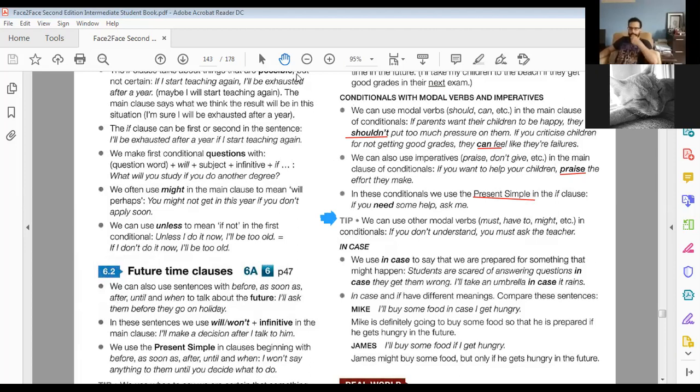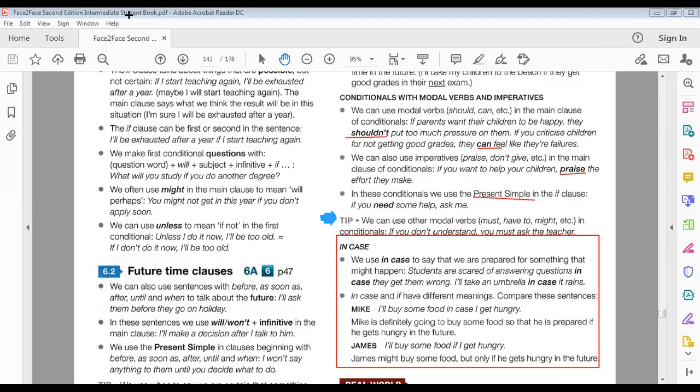Now let's talk about in case. I think in case was the thing we weren't completely sure of. So let's take a look at it. Can you read the two points for us? And what do you get from the two points? We use in case to say that we prepared for something that might happen.